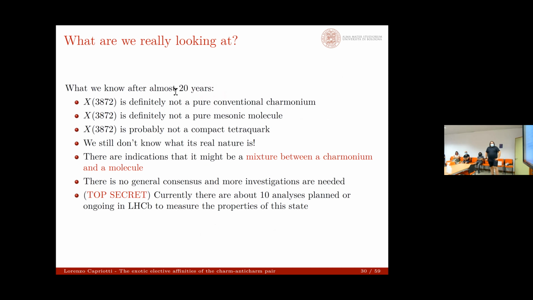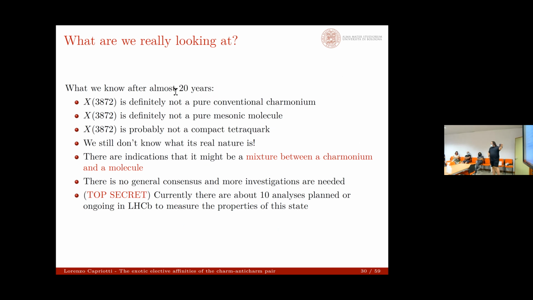So after 20 years, we still don't know much about the state, basically. Well, we know it's not a pure charmonium. We know it's not a pure molecule. It's probably also not a compact tetraquark. There are indications that it might be a mixture between a molecule and a charmonium state, but there's no general consensus, so we need to investigate more.